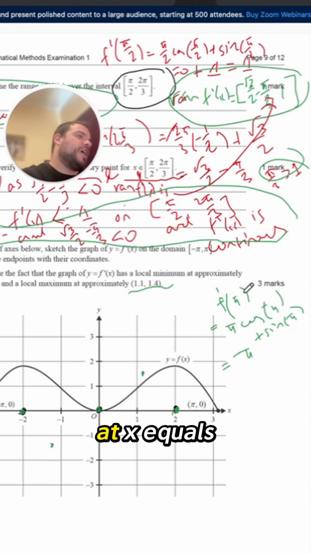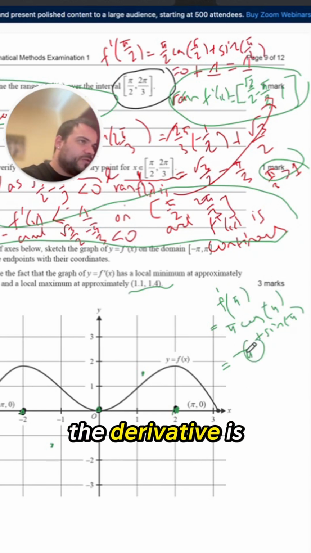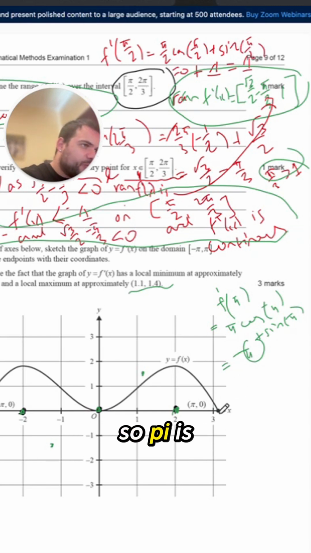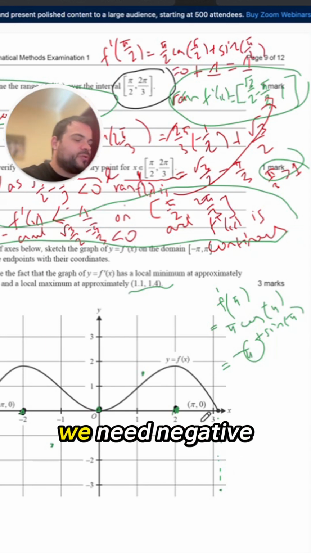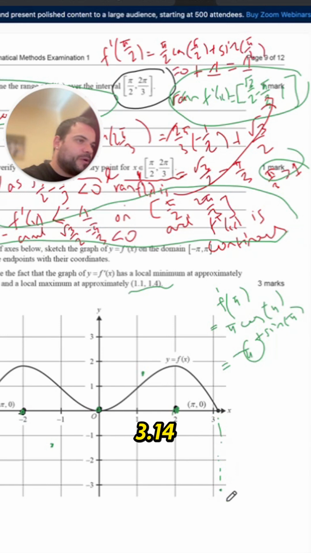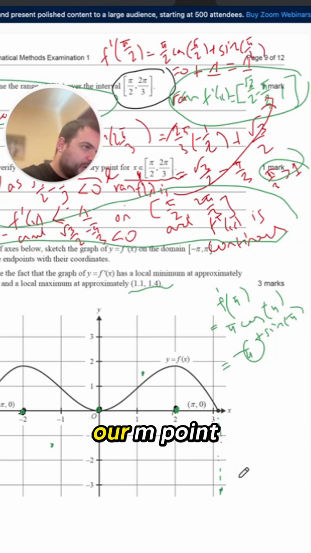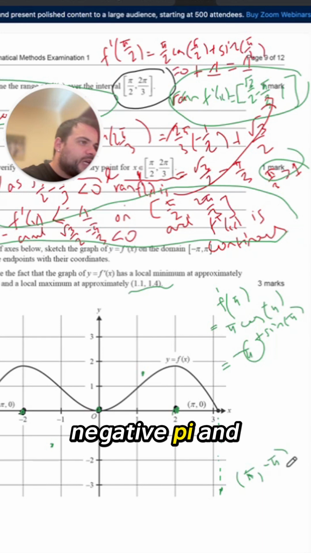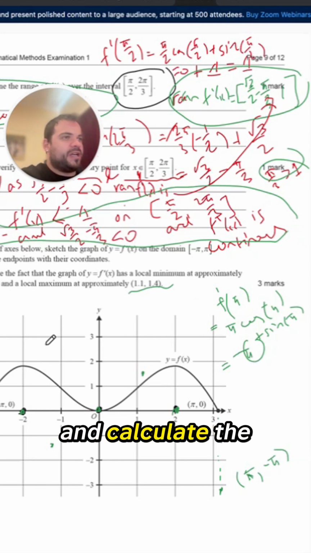So we're working at x equals pi, the value of the derivative is negative pi. Pi is about 3.14 down here, so in line with this, and then we need to go a bit under negative 3 because we need negative pi, which is negative 3.14. So we've got our endpoint of our derivative at pi, negative pi.